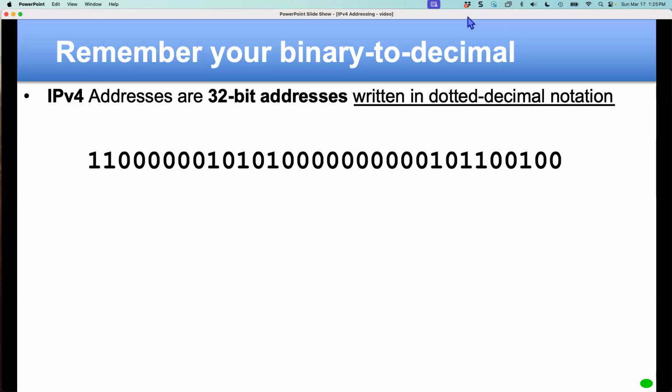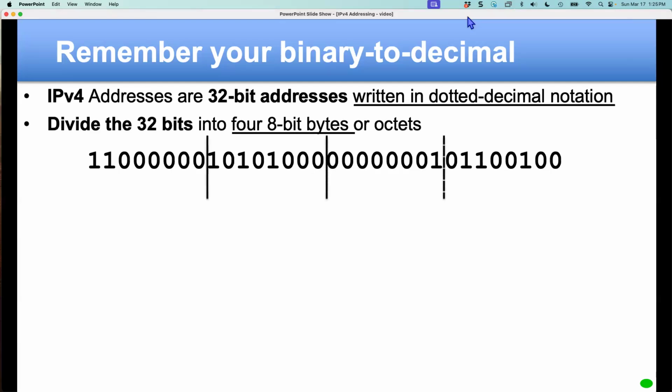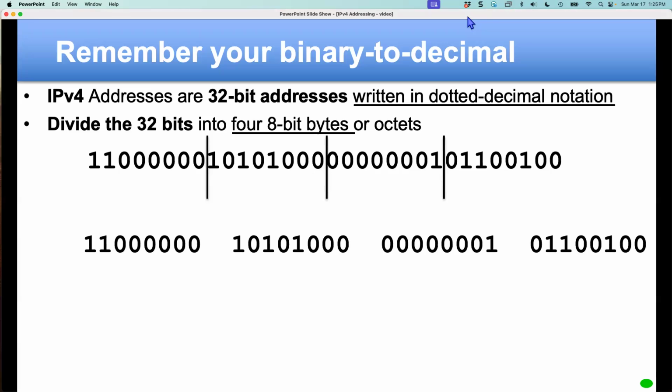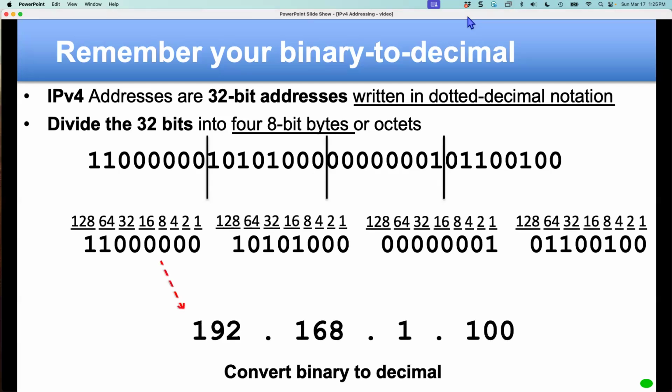So IPv4 addresses are 32 bits, but we write them in dotted decimal notation. So the way we do that is we divide the 32 bits into 4 8-bit bytes or octets. Then what we do is we convert each of the 8 bits to a decimal number.